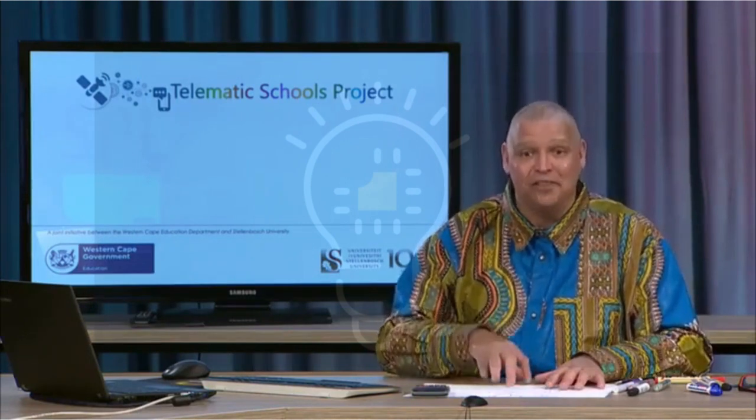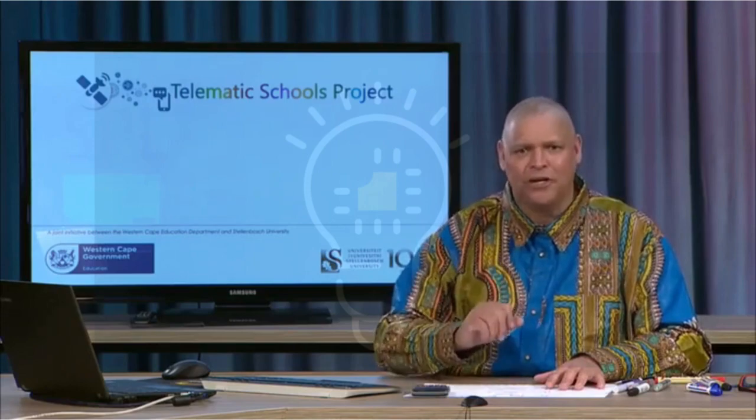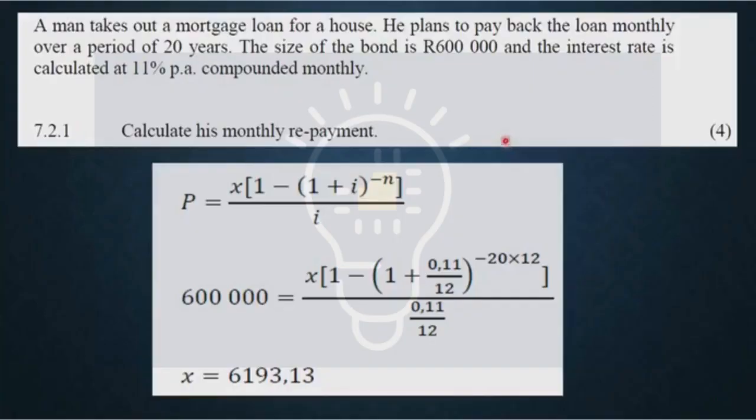Well done, grade 12s. So what we do now is we write down the formula as it occurs on the information sheet. How does that formula look? Well, let's notice. Here on the monitor, we have P is equal to, there's our fraction, X, square brackets, 1 minus, round bracket, 1 plus i, close round bracket to the power minus n, close square brackets, over i. Now we substitute our values. The bond had a value of 600,000. That's our value of P. We're looking for X here, by the way. And there we have our square bracket, and we put that all in.